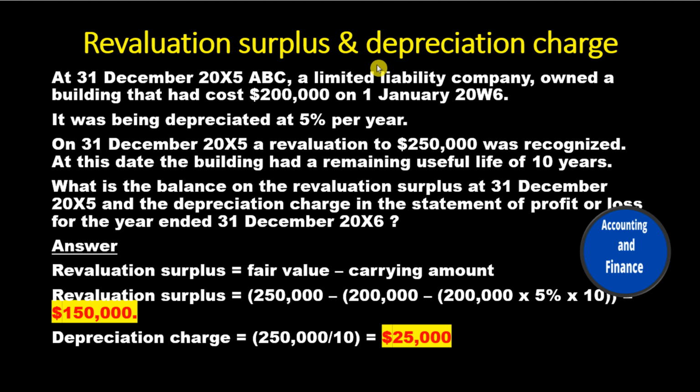Revaluation surplus and depreciation charge. At 31 December 20X5, ABC, a limited liability company, owned a building that had cost $200,000 on 1 January 20X1. It was being depreciated at 5% per year. On 31 December 20X5, a revaluation to $250,000 was recognized. At this date, the building had a remaining useful life of 10 years.